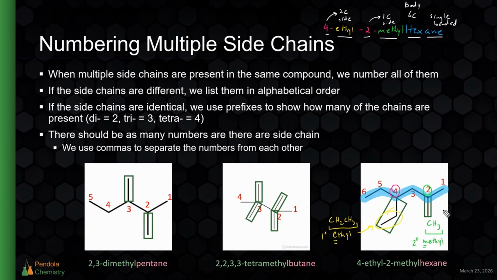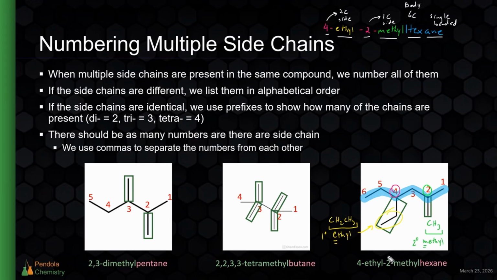So if we were to draw this from scratch, we would draw a 6-member chain. 1, 2, 3, 4, 5, 6. We will then see that it says 2-methyl. So in carbon number 2, we would write a 1-carbon side chain, so a stick. And then 4-ethyl, meaning that in carbon number 4, we will write a 2-carbon side chain. So this is 4-ethyl-2-methyl hexane.